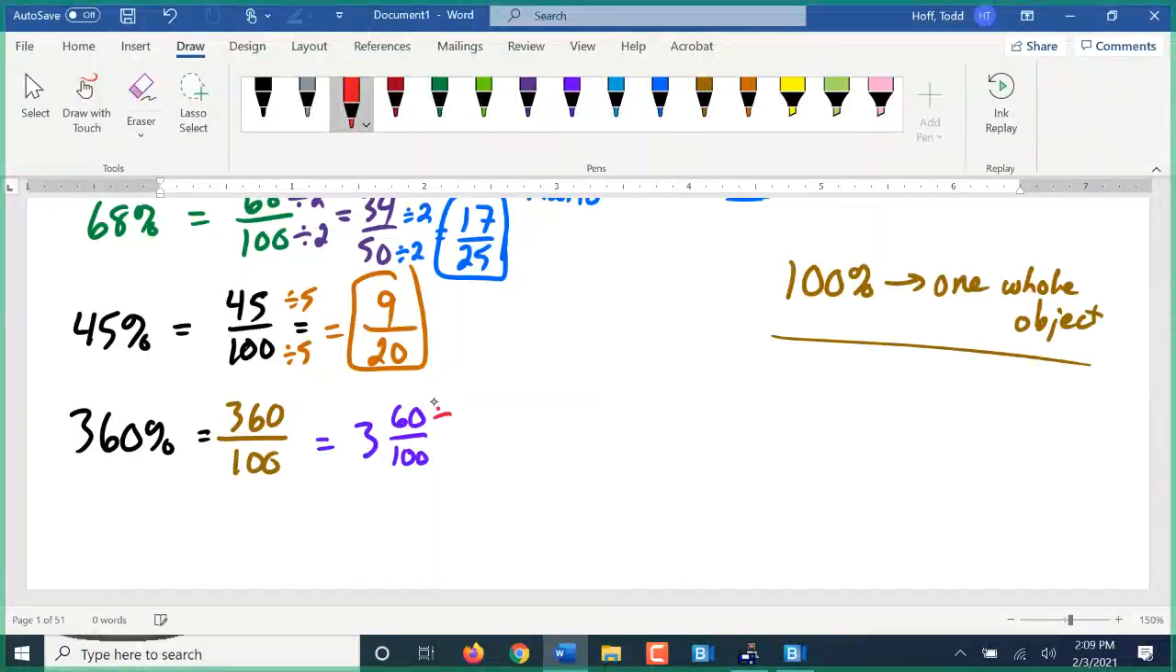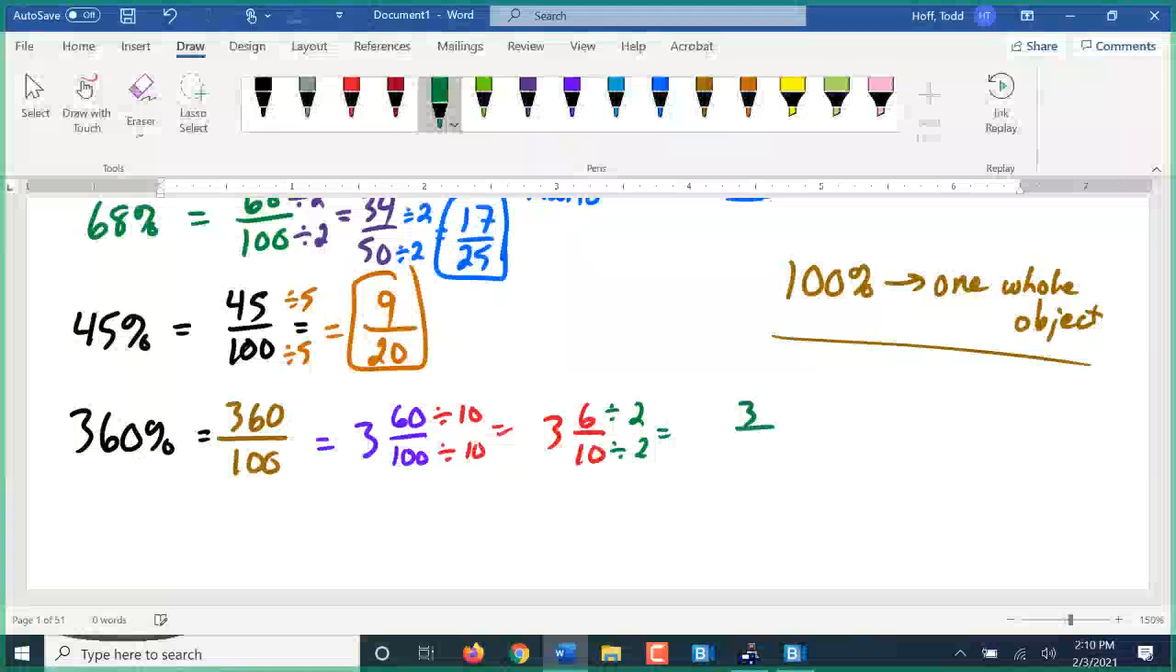Now we can reduce that. Both 60 and 100 can be divided by 10. That's 6 over 10. Don't forget the 3. But it can still be reduced by 2. 6 divided by 2 is 3, and 10 divided by 2 is 5. And notice I left space. You still need our whole number of 3. So it's 3 and 3/5 is what that percent is.